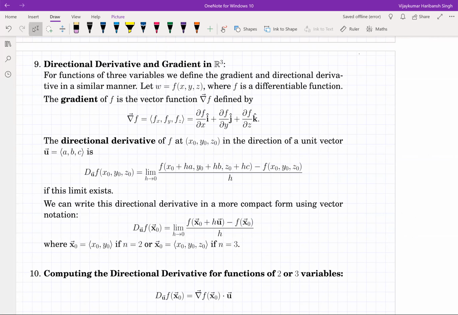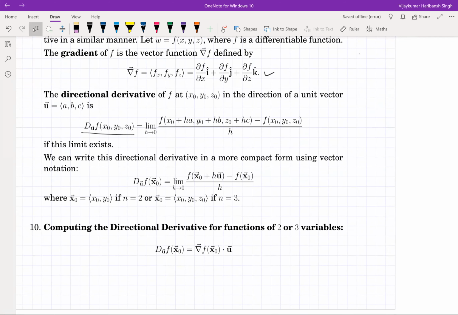So let's talk about the directional derivative and gradient in R3. The same story can be generalized. We have the gradient of a function of 3 variables. Let w be f of x, y, z. Then grad f is going to be (fx, fy, fz), which is written in the i, j, k format. And the directional derivative can be defined in the same way. You have the limit as h goes to 0 of f of (x naught plus ha, y naught plus hb, z naught plus hc) minus f of (x naught, y naught, z naught), divided by h. Provided, of course, this limit exists. If it doesn't exist, then the directional derivative does not exist.